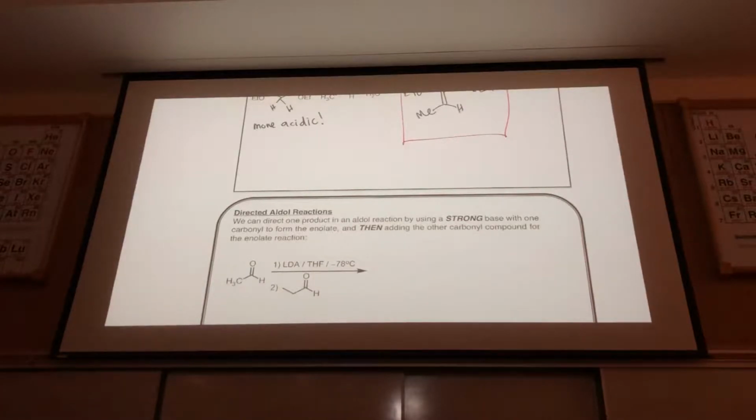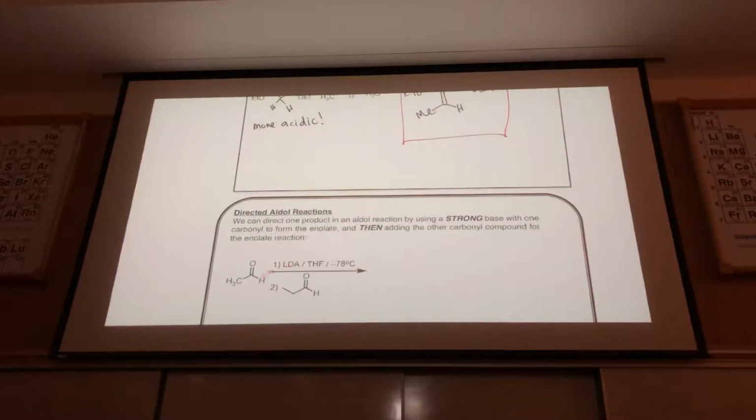So instead of mixing everything in one pot and letting the base pick, and if there's no preference between them, the base is statistically likely to pick both of them as the enolate, you force only one to be the enolate by doing it in steps, right? So the one you want to be the enolate goes first, and then intentionally use a very strong base. Why a strong base? LDA is a very, very strong base. It needs to be strong to avoid equilibrium. We want the equilibrium to favor the right side, the deprotonated side.